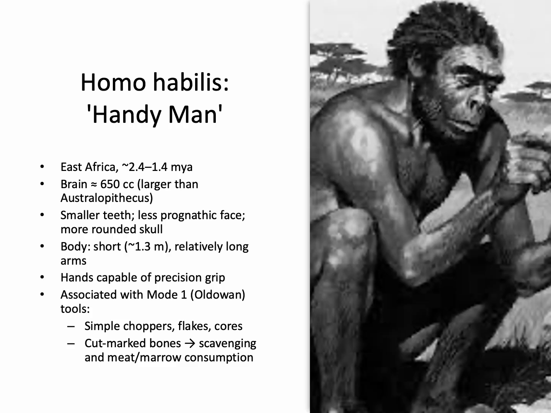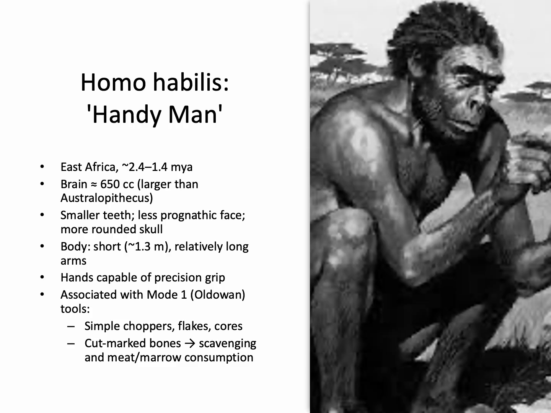The teeth, especially the molars, are generally smaller and more similar to modern human teeth, suggesting some shifts in diet and food processing. The body is still relatively small, around 1.3 meters tall, with long arms relative to the legs, indicating that climbing may still have been part of the behavioral repertoire.